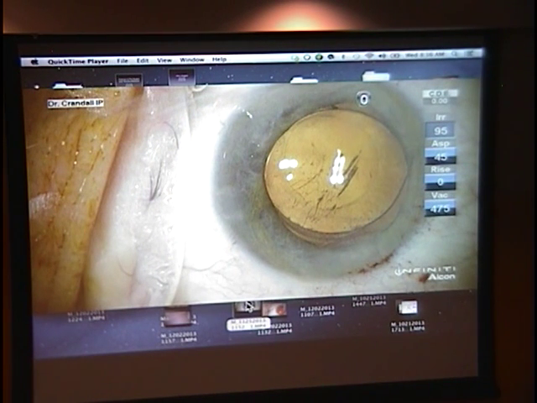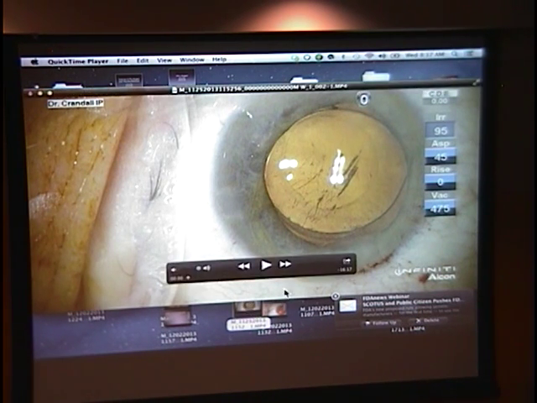Okay. That is a patient 3.5 years out of surgery, who is complaining of mild positive dysphotopsia. She couldn't see very much. And I don't know if you can tell right now, but this is a Restore, I think. It was a Restore. So she paid $6,000 to have this lens put in.